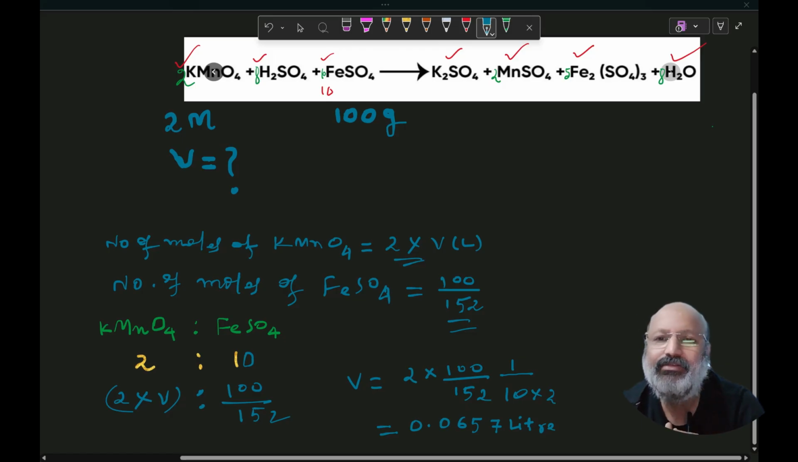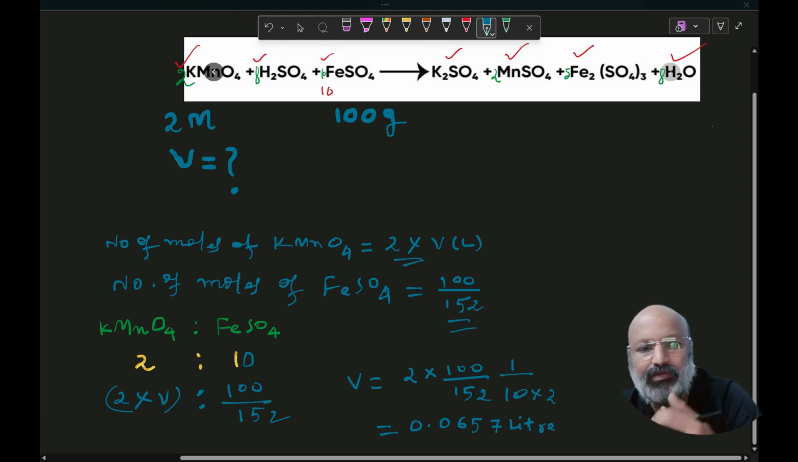Now you can see the number of steps and the complexity involved in this particular equation. First of all, I need to balance the equation properly. After that, I need to calculate moles separately. Then we need to take the molar ratio and go through this process. It's a very lengthy process.